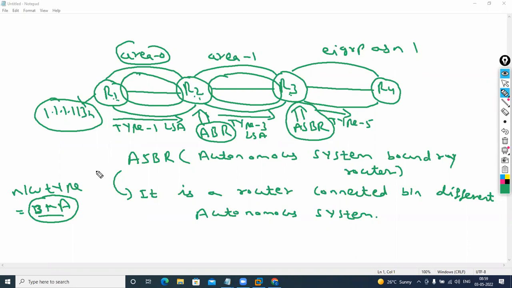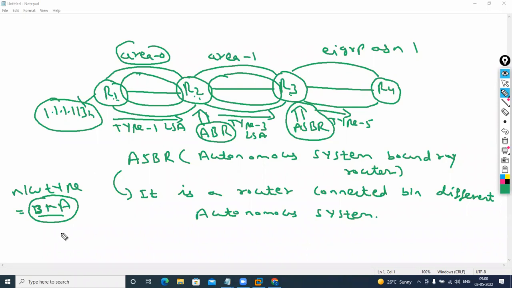And what is the hello and hold of BMA? Hold is 40. What about hello and dead timer? It is 10 and 40. Clear? Done?